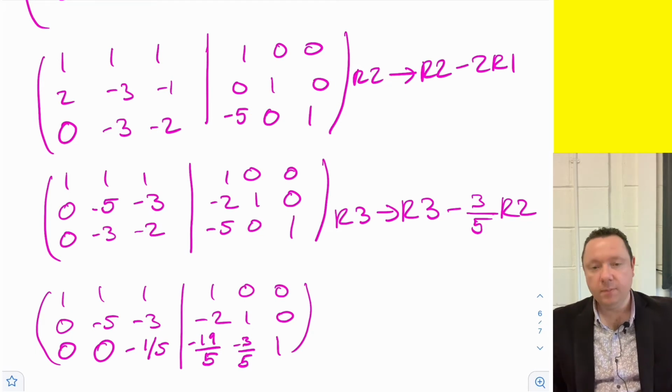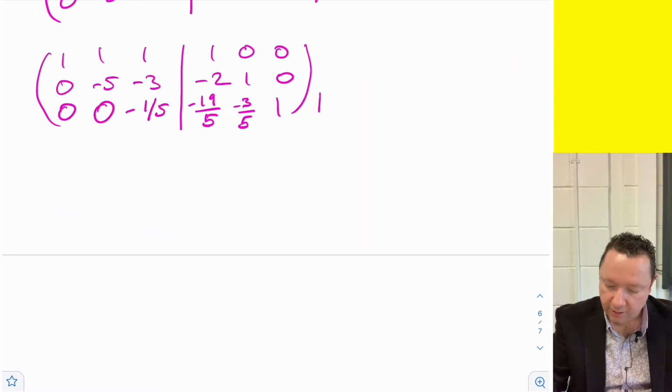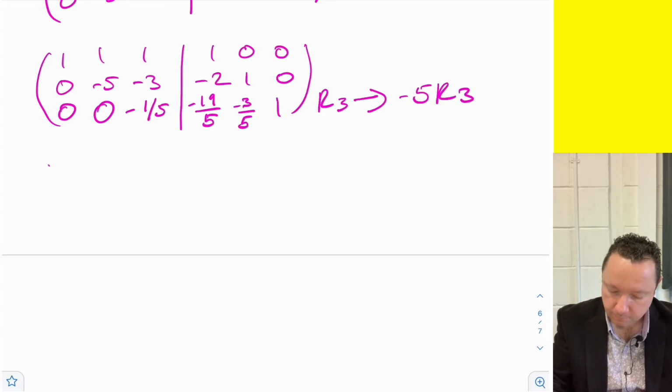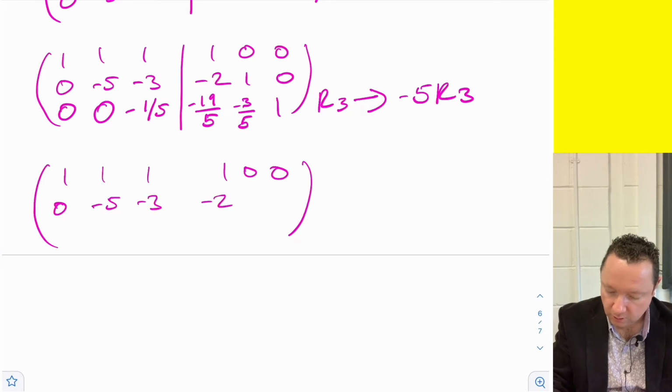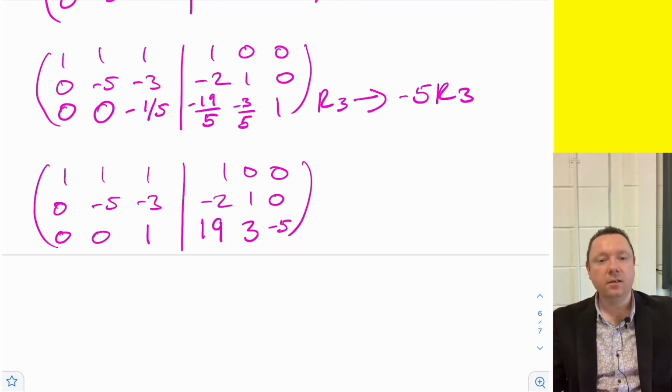So we've now started to build our matrix up. Remember, we're trying to make this look like the identity matrix, making row 3 become a multiple of itself. Row 3 becomes minus 5 row 3. So we've got 1, 1, 1, 1, 0, 0 still. 0 minus 5 minus 3 minus 2, 1, 0. And we've got 0, 0, 1, 19, 3, and minus 5. Excellent, our fractions are gone. How glad do we feel at that point?